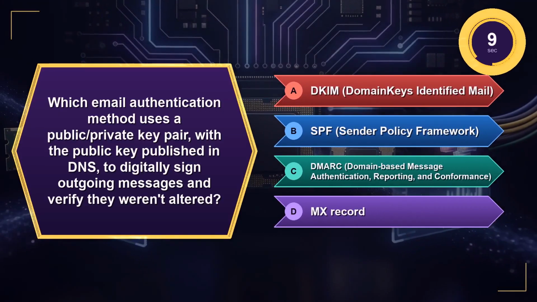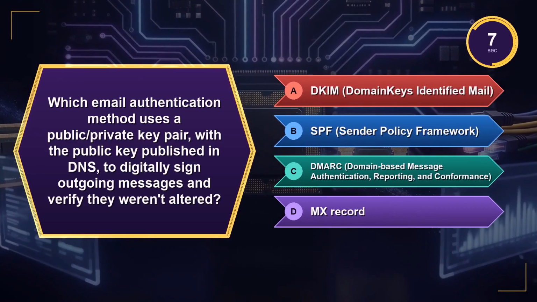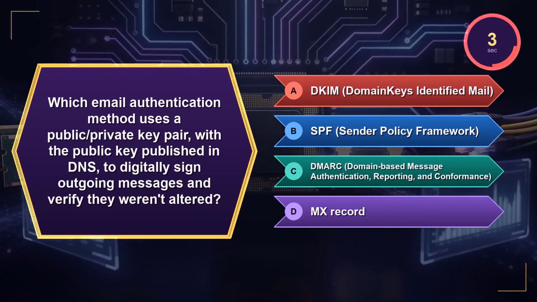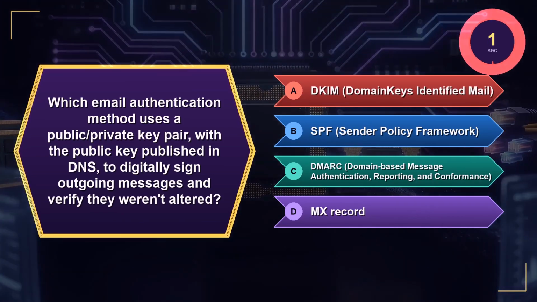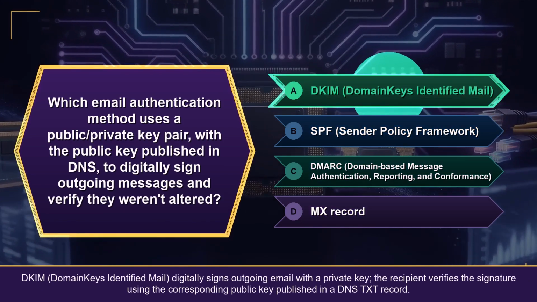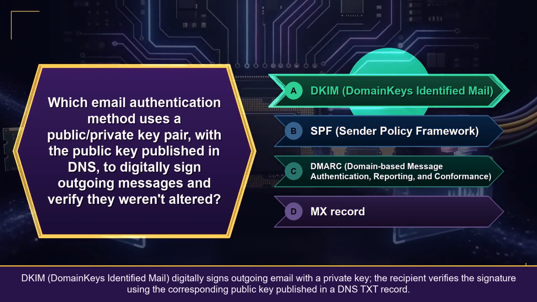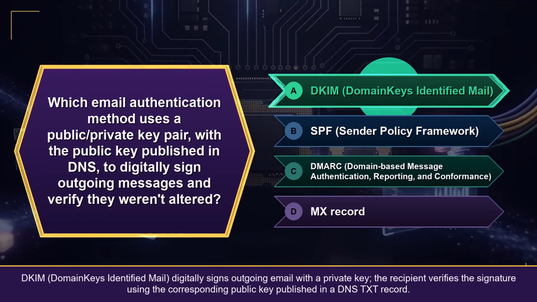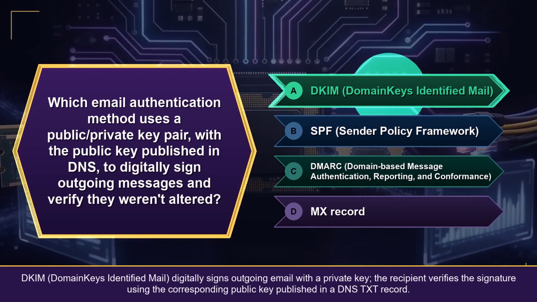Which email authentication method uses a public/private key pair, with the public key published in DNS, to digitally sign outgoing messages and verify they weren't altered? DKIM, domain keys identified mail, digitally signs outgoing email with a private key. The recipient verifies the signature using the corresponding public key published in a DNS TXT record.